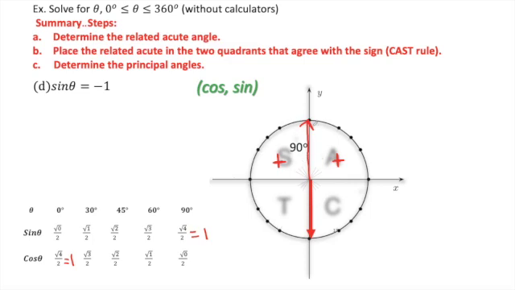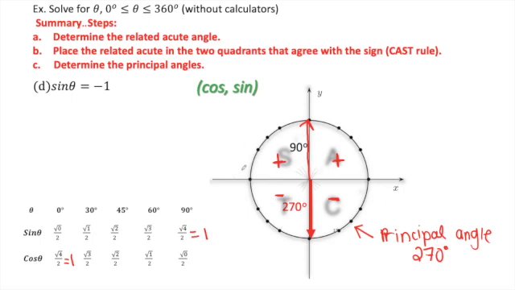So we're going to take our other one that is directly underneath, which is at 270 degrees, and that is what your principal angle is, because sine is negative in this quadrant and sine is negative in this quadrant. So the only way that your sine can be negative 1 is in your cosine and your tan quadrant, so it has to be at that 270 degree mark. So your only principal angle here is 270 degrees. It's not that 90 degrees.